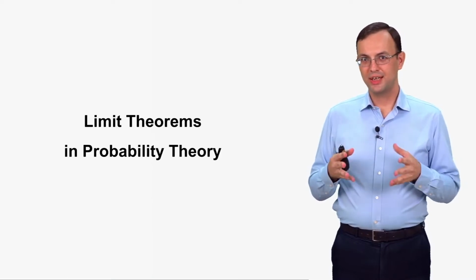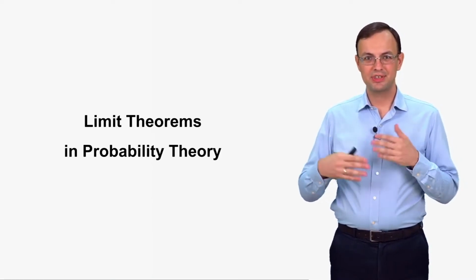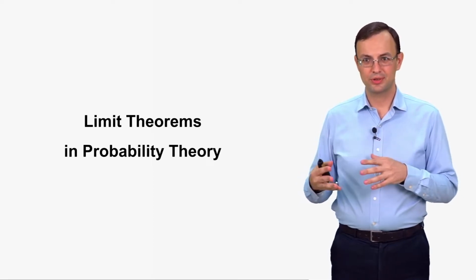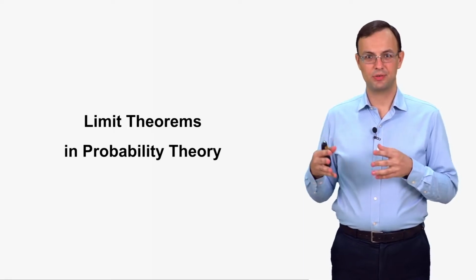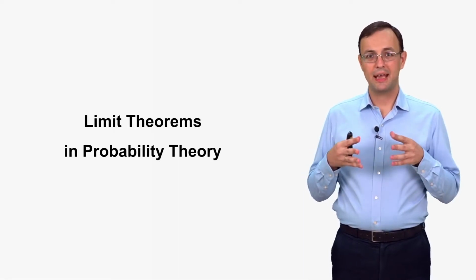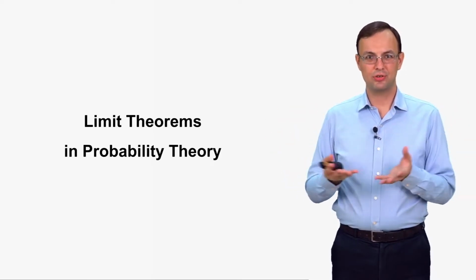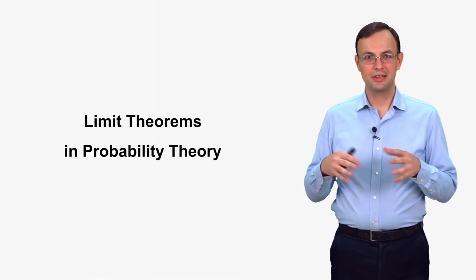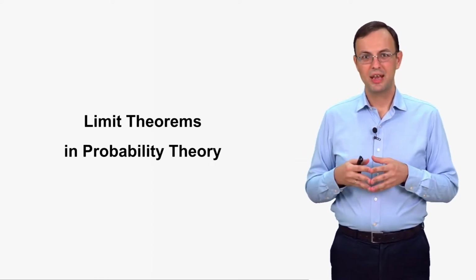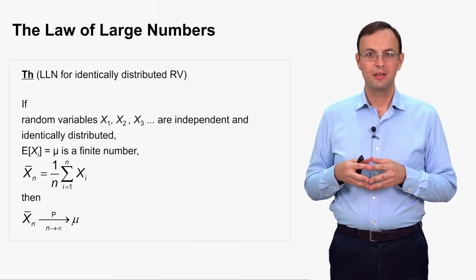Hi, today we will talk about what we need these different types of convergence for. We need them to understand the limit theorems of probability theory. Actually, this is a batch of theorems that are collectively called the limit theorems. And the first one is the law of large numbers.